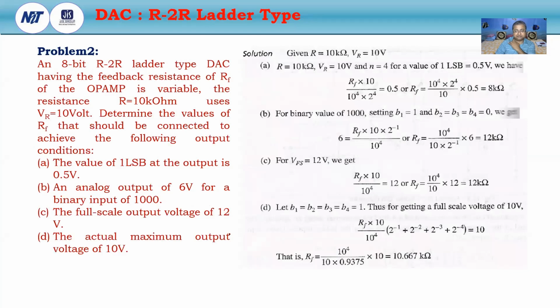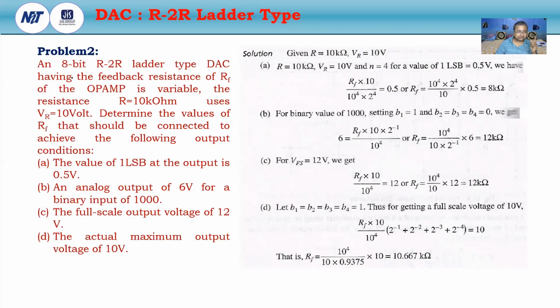For the second type of problem, suppose an 8-bit R2R ladder having the feedback resistance RF of the op-amp variable. The resistance R is equal to 10 kilo ohm, VR is equal to 10 volt. Determine the values of the RF that should be connected to achieve the following output conditions in reverse way. Here the 1 LSB value is given. So first 1 LSB is given, R is given. So R is 10 kilo ohm, VR is 10 volt.